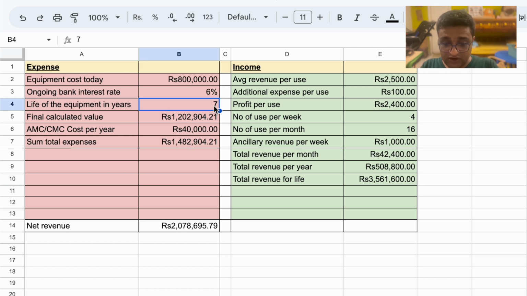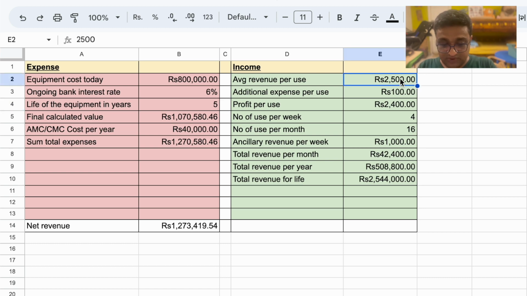Let's see, when do you break even? Let's adjust it to 5 years of life. At 5 years of usage, your profit in the procedure remains something like 12 lakhs. So this is how you work it out.